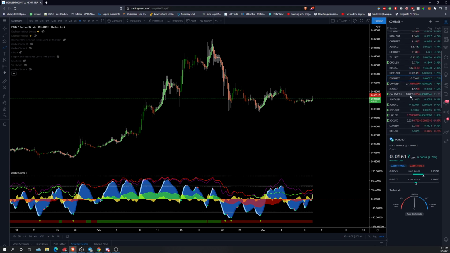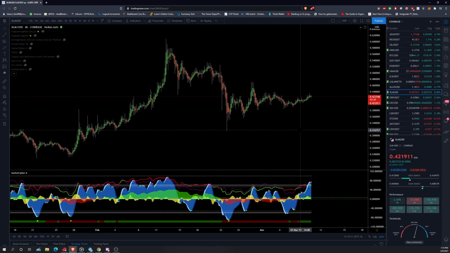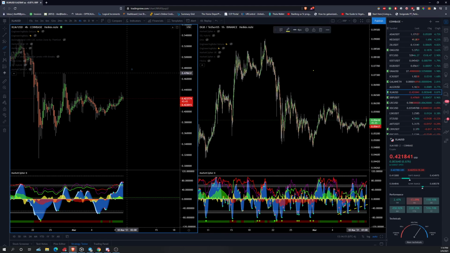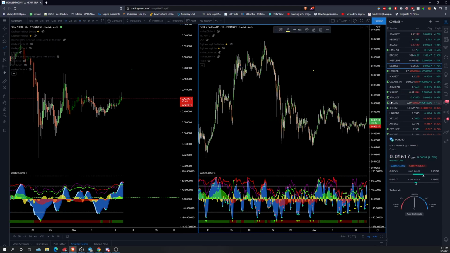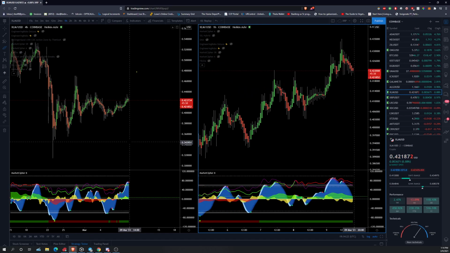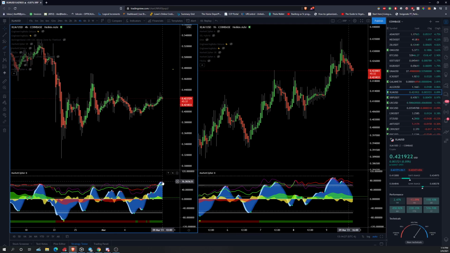Let's see if we can find another one here that's a good opportunity. I think XLM was looking good. Let's put them side by side, 4 hour, 1 hour. Yeah, actually it looks like it might not be in a good spot right now to be purchasing. This might be a good example for an exit though. Like if you were taking a smaller trade, shorter time frame trade.